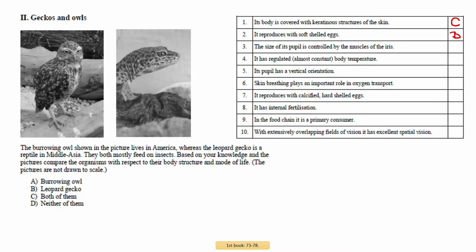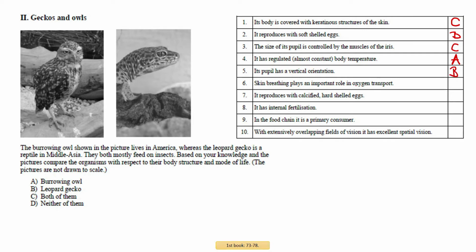The size of its pupil is controlled by the muscles of the iris. That's going to be true for both of the animals. It has regulated body temperature. We know that reptiles are poikilothermic, birds are homeothermic, so birds. So the owl comes here, A. Its pupil has a vertical orientation. If you don't know it, you can also see it in the picture. So the gecko comes to this part.